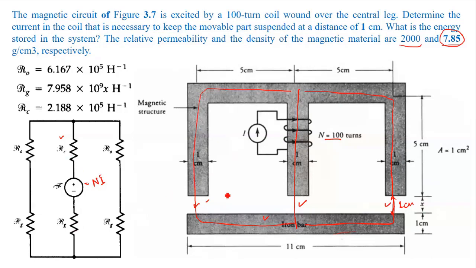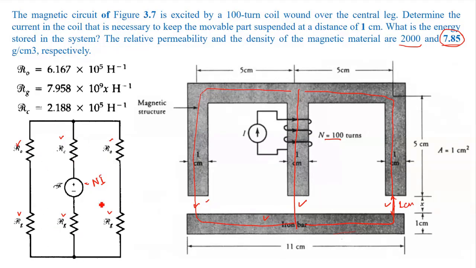Outer limbs as well as central limb. So now I can put the air gap reluctances here. One air gap reluctance in series with one outer limb reluctance, the other one with the other outer limb reluctance, and the third one in series with RC, right? So now this is your equivalent circuit.